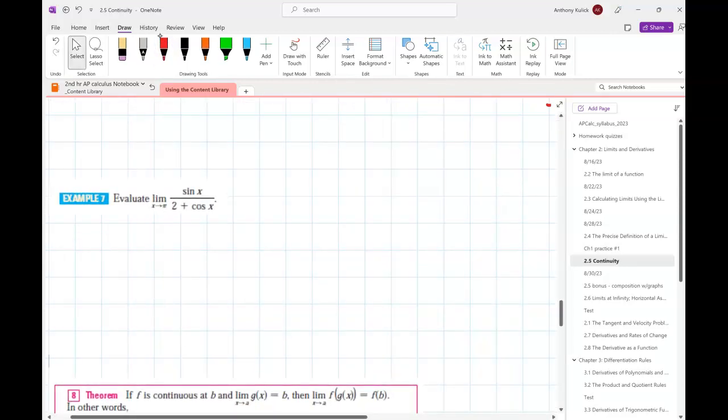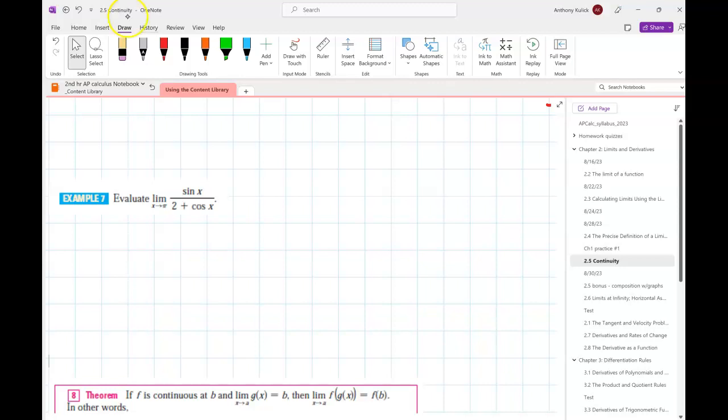Example, continuing on, here we're asked to evaluate the limit as x approaches pi of sine x over 2 plus cosine x. What would I want to do here? X approaches pi. What I look at here is I want to know if I can do direct substitution on this. What do I need to have to be able to do direct substitution?